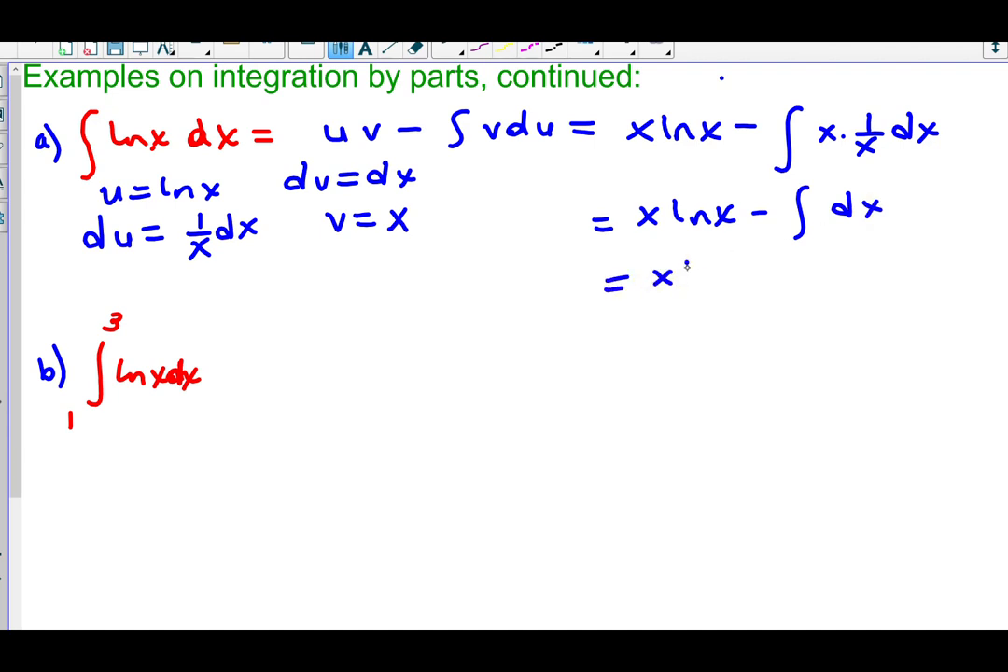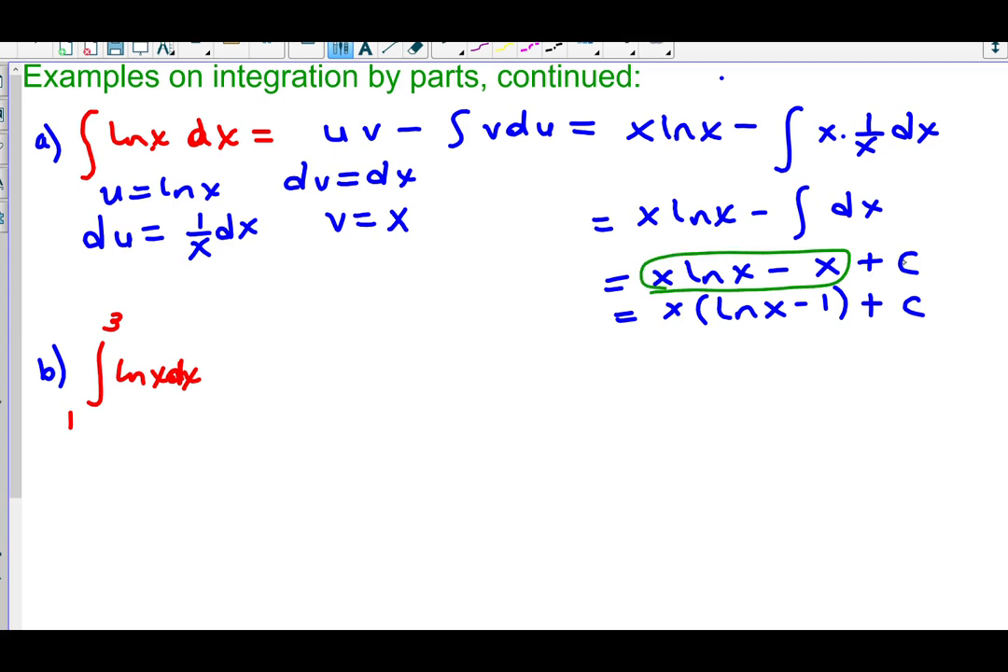So here we have x ln x minus the integral of 1 is x, and plus c at the end. I can also leave this as x times, factor out the x, ln x minus 1 plus c. So that is the entire antiderivative of ln x. Typically we remember it like this, x ln x minus x plus c.